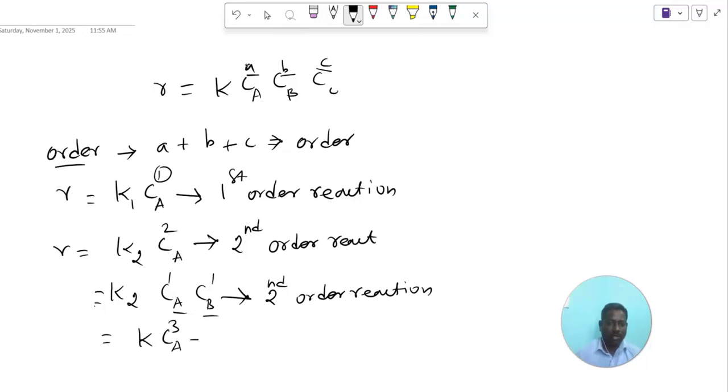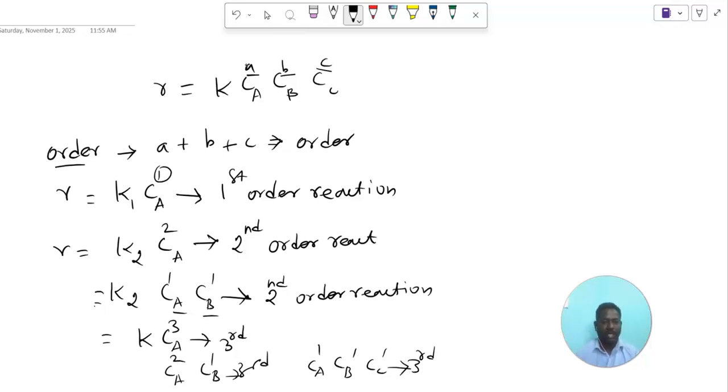K CA to the power... This is a third order reaction. This third order reaction depends upon different reactants. If 2 moles of A and 1 mole of B react, then this is also a third order reaction. If 1 A, 1 B and 1 C react, this is also a third order reaction. So we can write it accordingly. So the sum of the powers of concentration of reactants gives the order of the reaction.